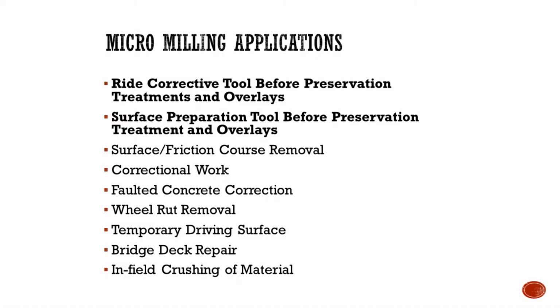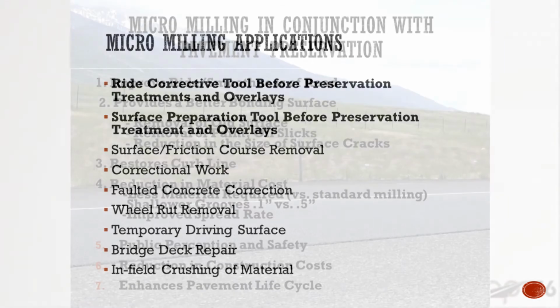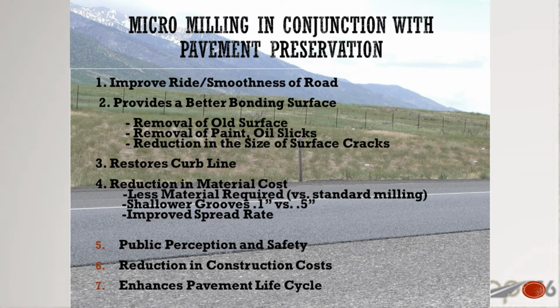All sorts of different applications for micromilling. The 2 that we're going to focus on today for this presentation is as a ride corrective tool before preservation treatments, and as a surface prep tool before preservation treatments. Micromilling in conjunction with pavement preservation really gives you the best of all worlds. You're able to go in and improve the rideability of roads, provide a better bonding surface, remove all the junk that's on the road so it adheres better, restore the curb line, and reduce material cost.